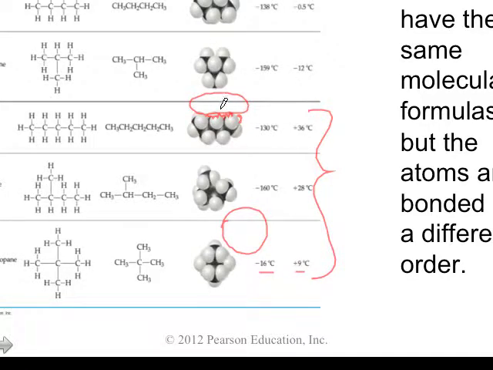This is one of the reasons why animal fats, which are saturated, straight chains of carbon, are solids at room temperature, like lard, whereas vegetable oils, which have double bonds in them, can't get as close together, and so have lower melting points due to the presence of those double bonds.